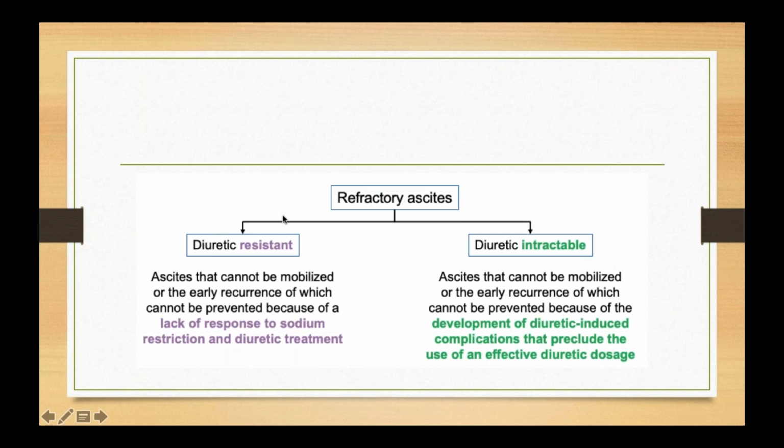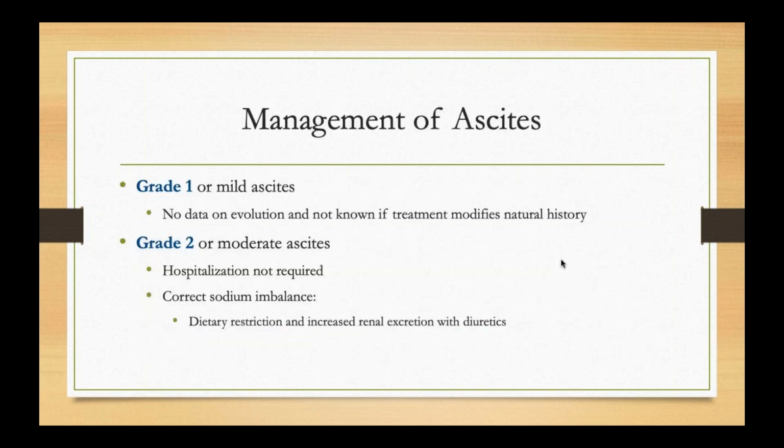Diuretic resistance means that it cannot be mobilized, or the early recurrence cannot be prevented, because of lack of response to sodium restriction and diuretic treatment. Patient is not responding to the treatment. Second, diuretic intractable means the patient can respond to diuretic, but once you increase the diuresis, kidney injury occurs or side effects of diuretic occur. So you can't give diuretic basically. So it is of two types.